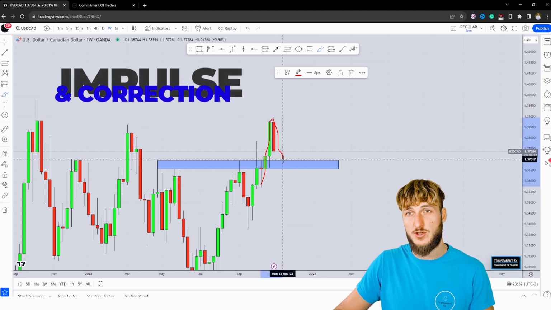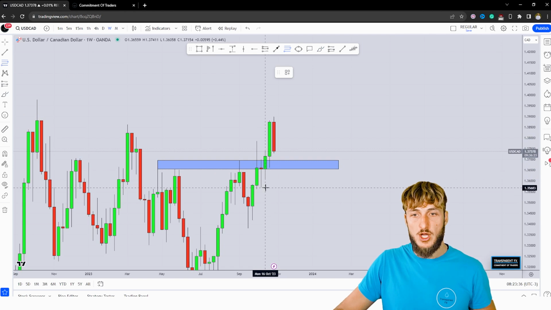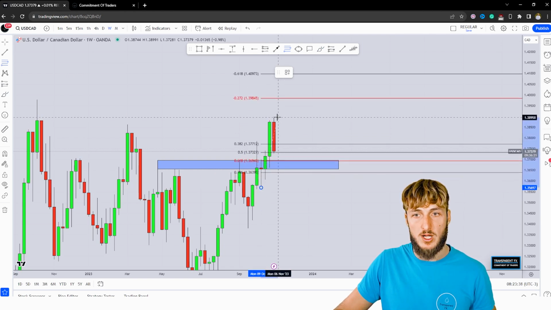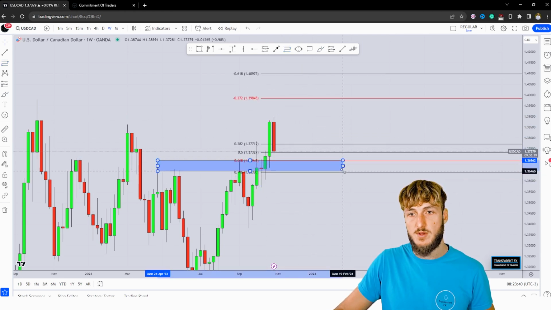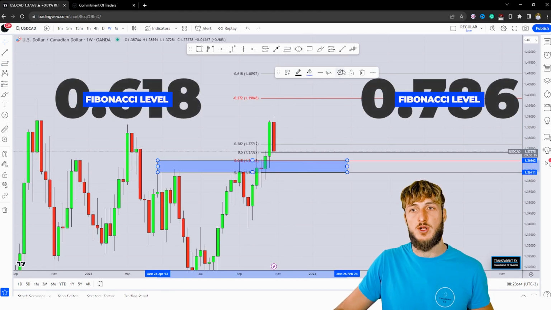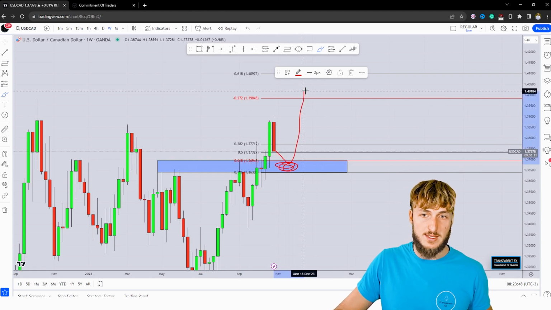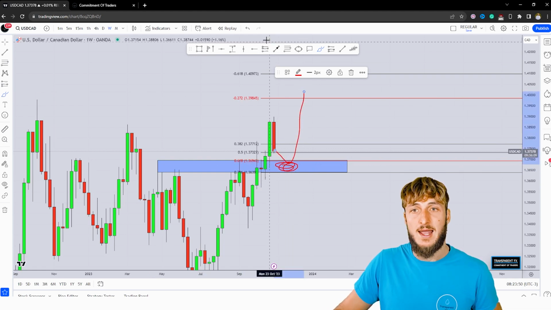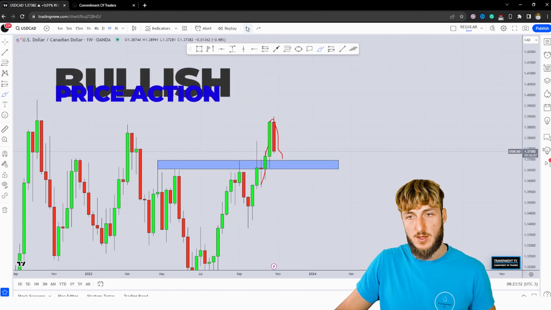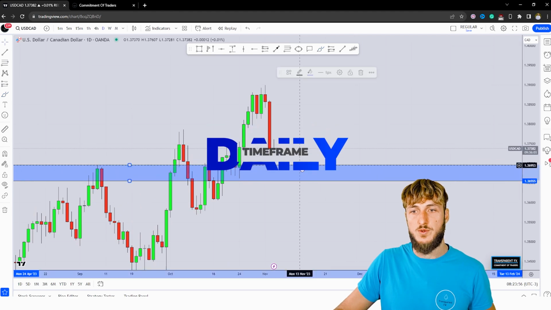Now we're getting the start of this correction. And after an impulse, if you want to measure the correction, you have to take your Fibonacci from the low to the high of the impulse leg. And if we do that, we can see how we have a 0.618 and 0.786 Fibonacci retracements exactly inside of these levels that we could in fact expect this market to test that zone and then to reject it to the upside. Now, if we drop down on the daily time frame, what do we see?